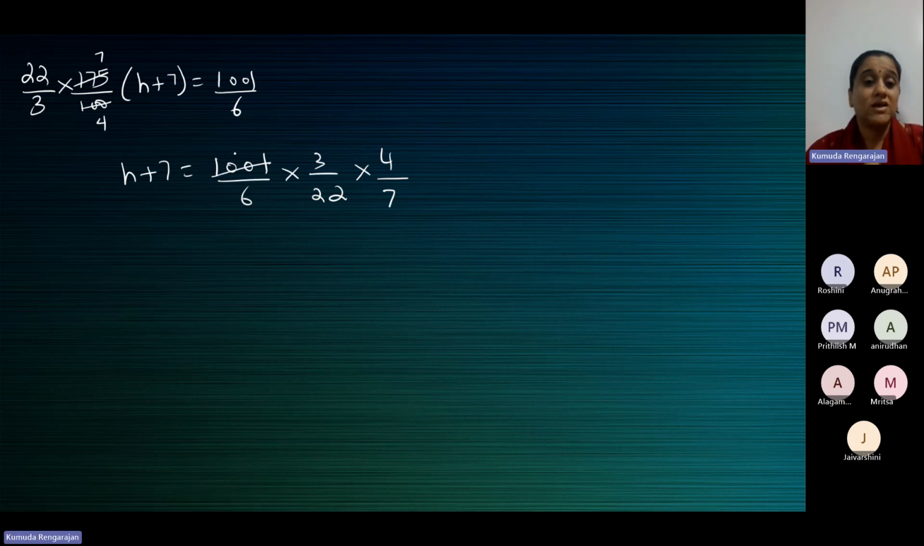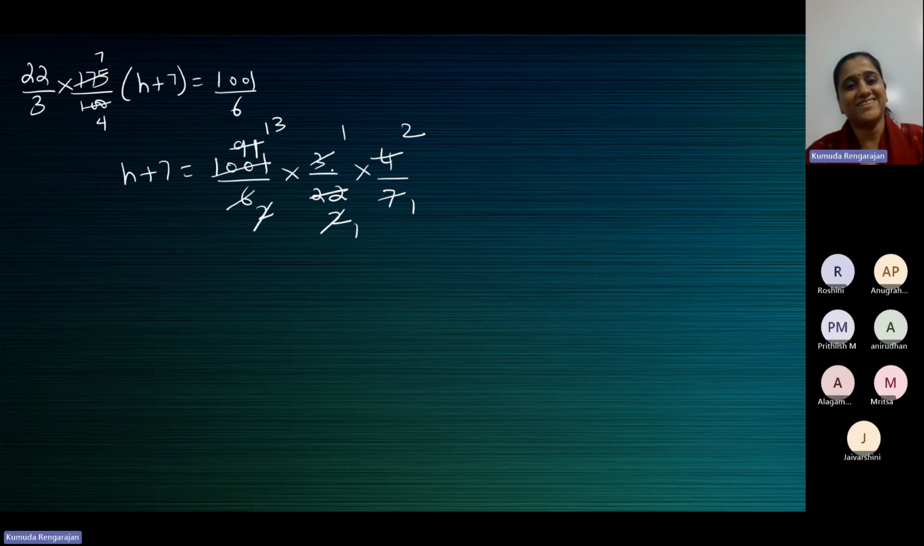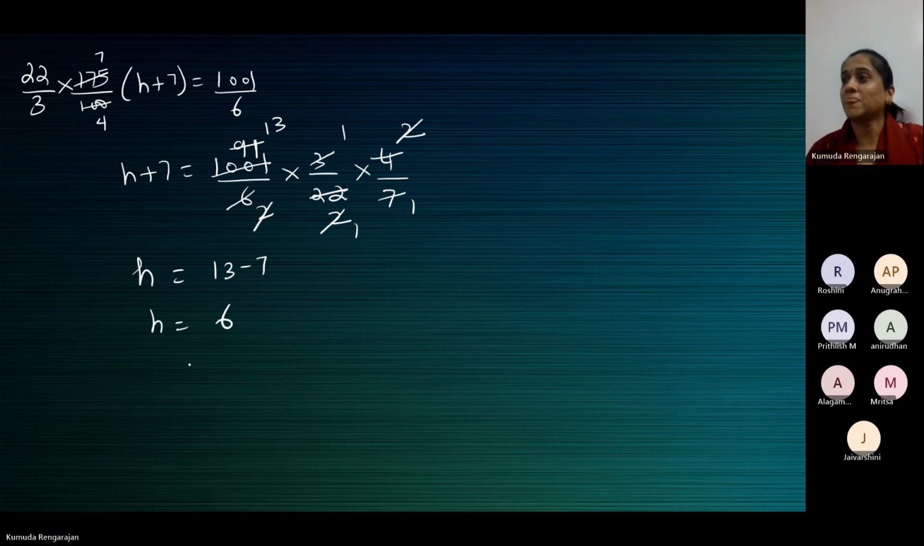11 9s are 99, 1 remains, 11 ones are 11, 2 times. 7 ones are 13, 7s are 91. So H is equal to 13 minus 7, H is equal to 6. Correct. Right, you went wrong.